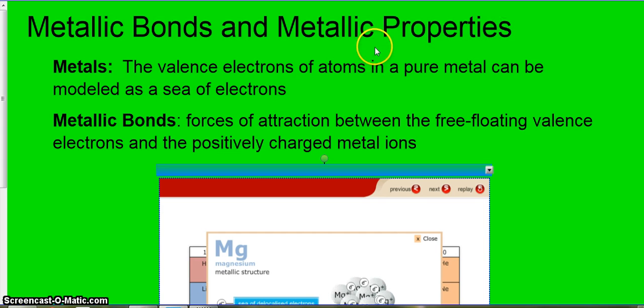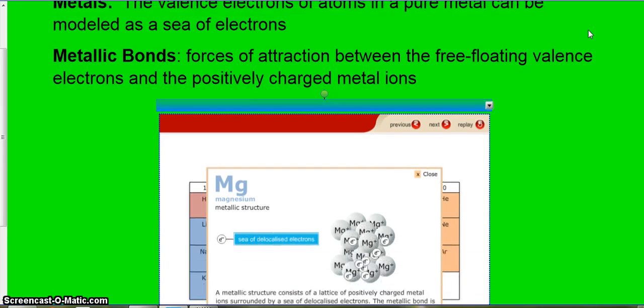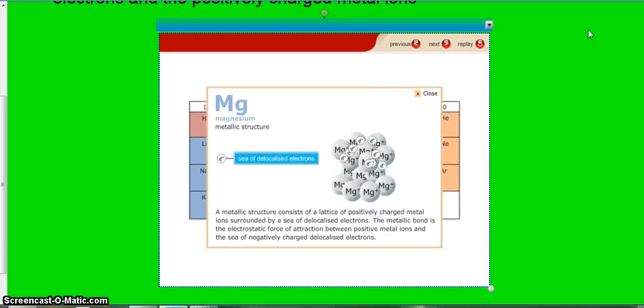A metallic bond occurs when we have this force of attraction between the free-floating valence electrons and the positively charged metal ions around them. If we take a look at this animation, we see the e negatives floating around the Mg plus ions here represent a crystalline structure, making that kind of regular three-dimensional shape with the electrons moving in and amongst these positively charged ions. It's like a flowing of water amongst these different structures within it.